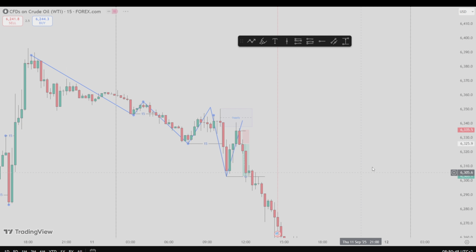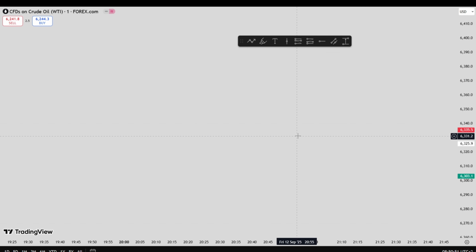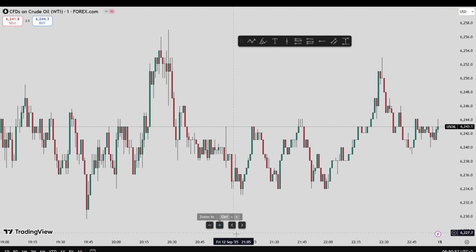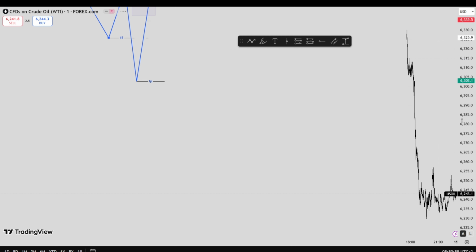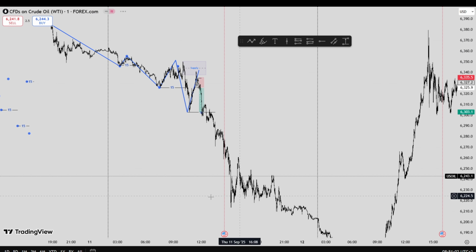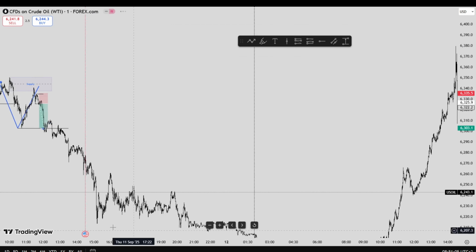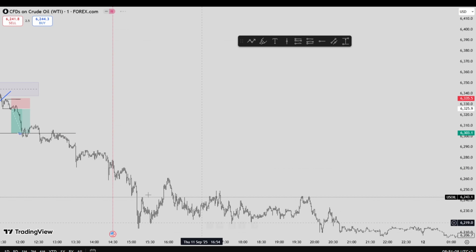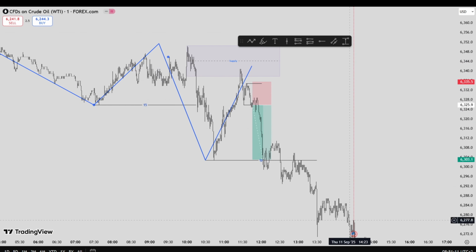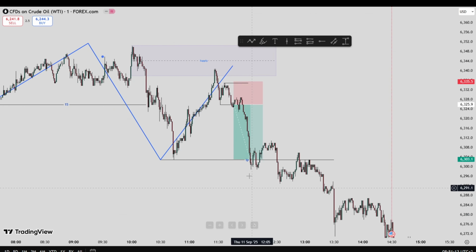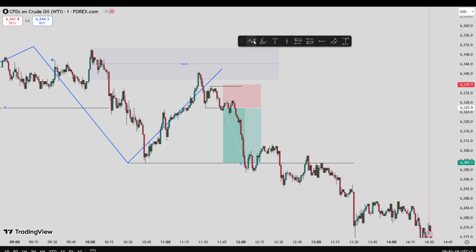Now heading over to my lower time frame, that's the 1 minute time frame. What am I looking for? So on the 1 minute time frame, as you can see here, the market is in an uptrend, right? So clearly the market is in an uptrend, making this here. It created a reversal pattern and then another push, so it formed this M pattern.